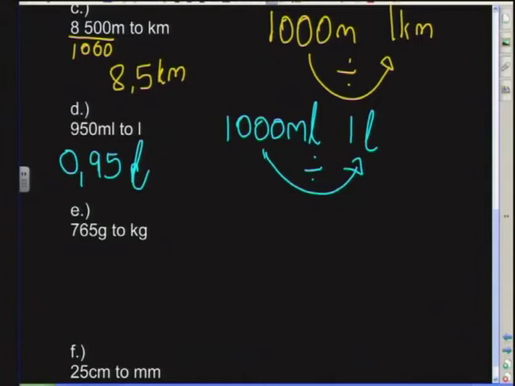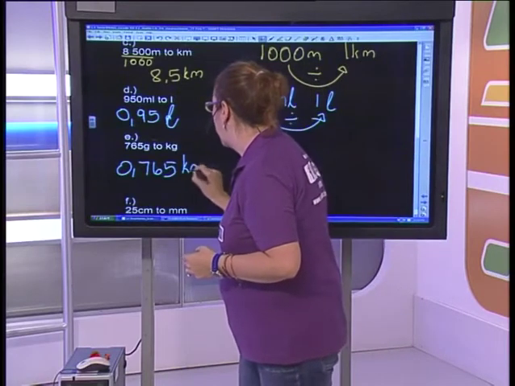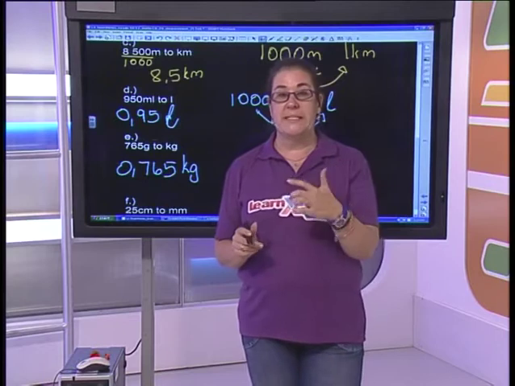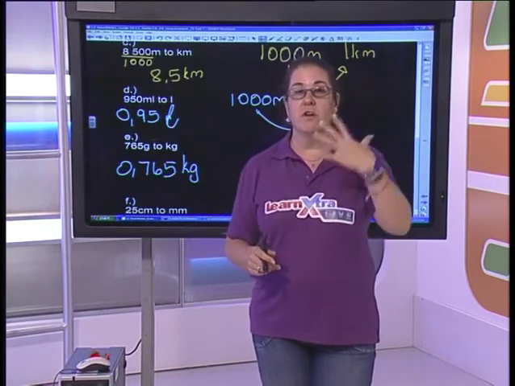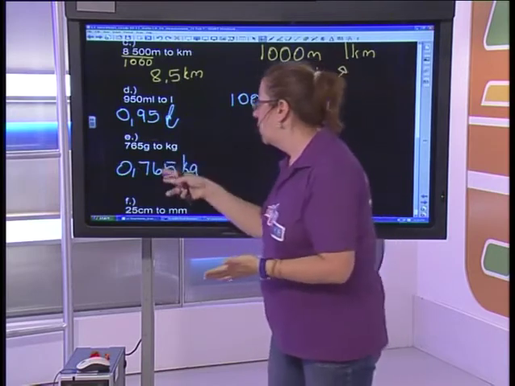Right, 765 grams to kilograms, again 1,000, so we're going to be dividing, and it's 0,765. Keep all the decimal places. I know that the exams tell you that you need to round to 2 decimal places, but if they're asking you specifically to convert a value like this, and you end up with 3 decimal places, don't ignore them.